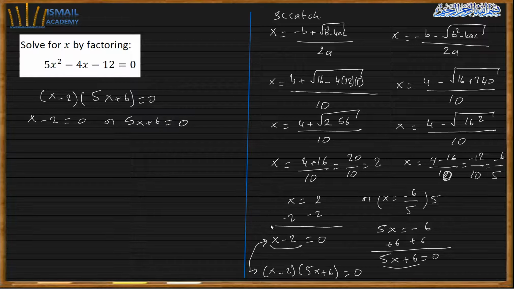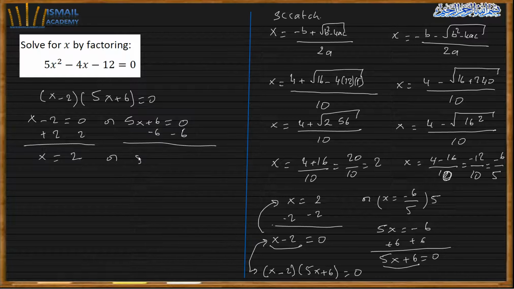Then you move the previous line. So here I'm gonna add 2 to both sides. So x equals 2, or, and here what I do, I subtract 6 from both sides. So I got 5x equals minus 6, then divide by 5. So x will be 2, or x will be minus 6 over 5.